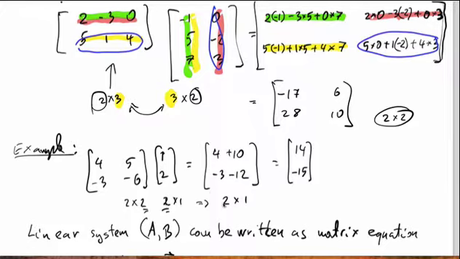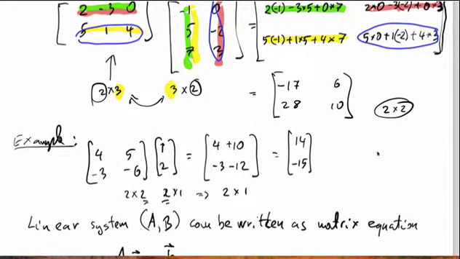So in the 2 by 1 matrix, the 1,1 entry is the first row, first column: 4 times 1 plus 5 times 2, that's 4 plus 10. And then the 2,1 entry is the second row and the first column. So it's minus 3, minus 12. And then we get 14 and minus 15 from here.